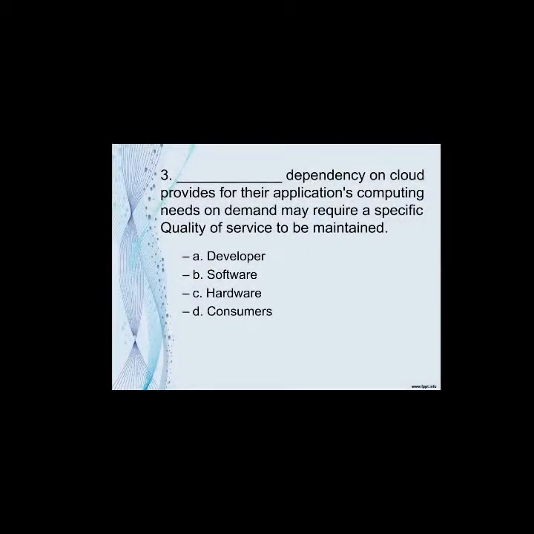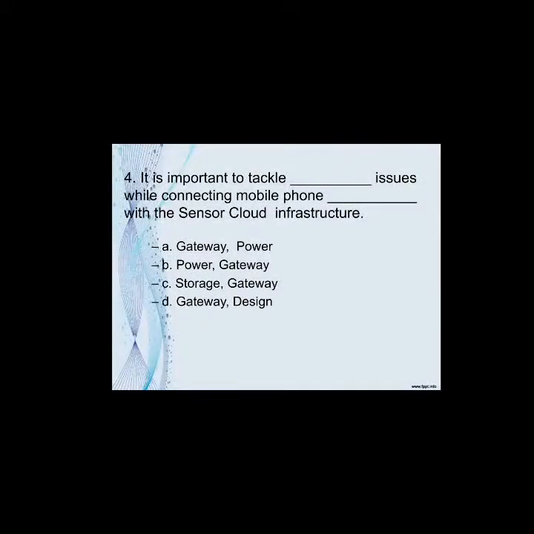The third question: dash dependency on cloud provides for their applications computing needs on demand may require a specific quality of service to be maintained. The answer is the consumers. The fourth question: it is important to tackle dash issues while connecting mobile phones with the sensor cloud infrastructure. The answer is power gateway.